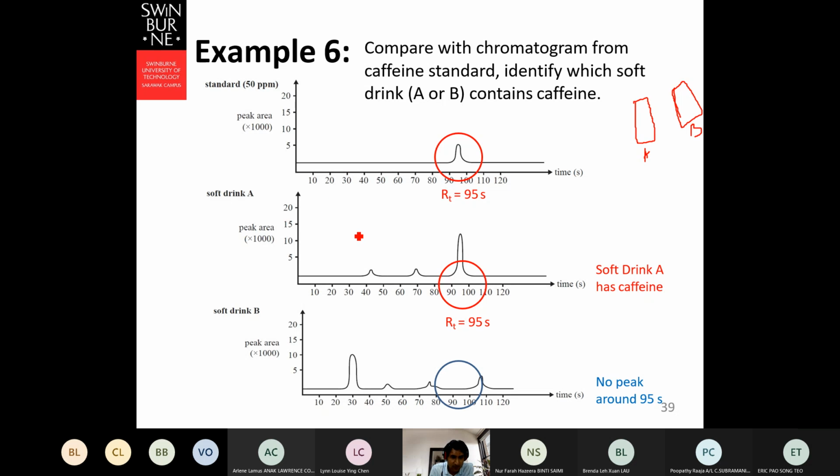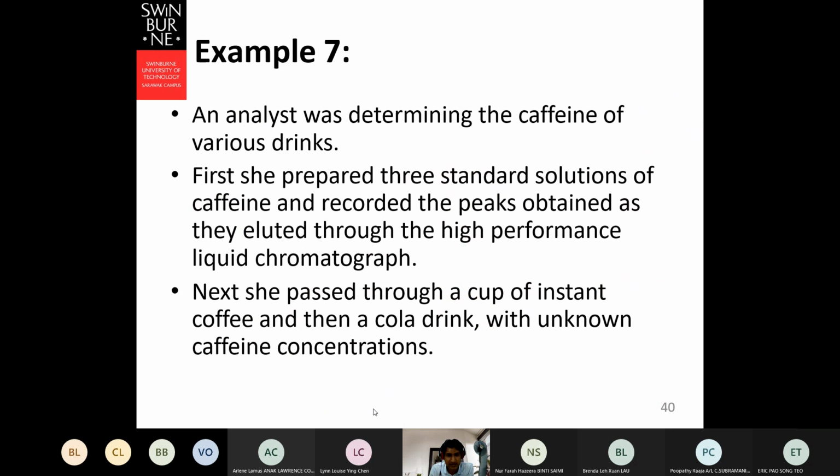For soft drink A, we get a peak at 95-second retention time. For the standard, we get a peak at 95 seconds. But for soft drink B, we do not see any peak at 95 seconds, but it has many other peaks. Soft drink A also has different peaks. But soft drink B has different peaks everywhere, but not at 95. So that means soft drink B does not have caffeine. Soft drink A has caffeine, right? In this way, we can detect it.